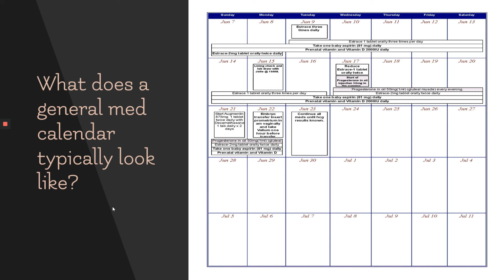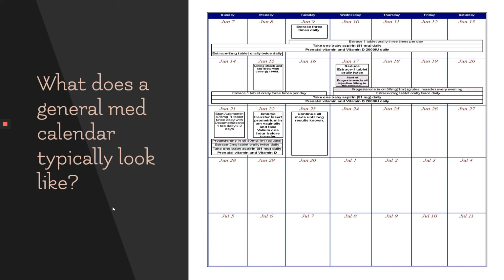So typically given in the glute, you can do this yourself, or you can ask someone in your house to help you with that. But these are all very user-friendly. And then even up to the transfer, all these medications are maintained: the progesterone, the estrogen, the baby aspirin, prenatal vitamin.